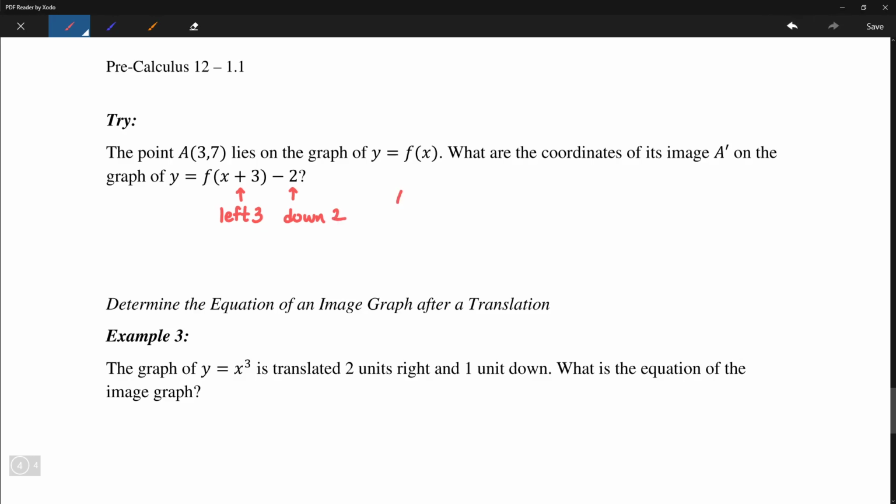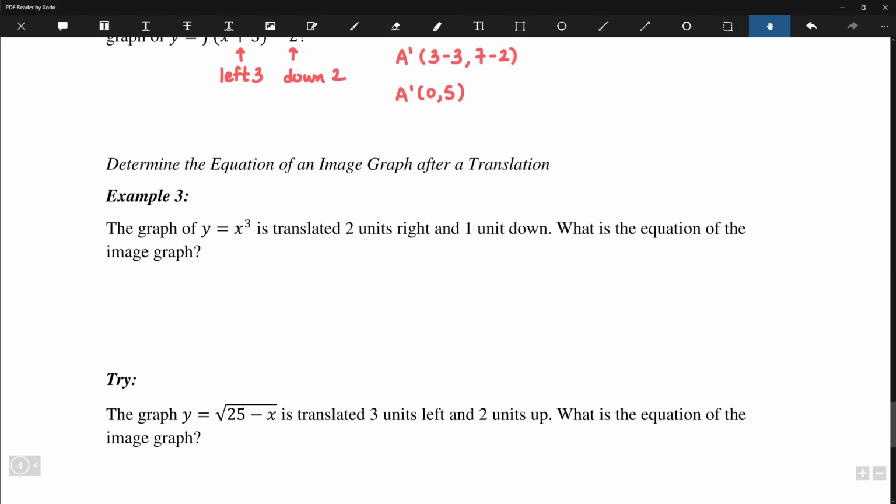So the point A prime would have coordinates, let's see, 3, left 3 spaces means 0, and 7 down 2 means 5. So A prime would have the coordinates (0, 5). Okay, let's keep going here.